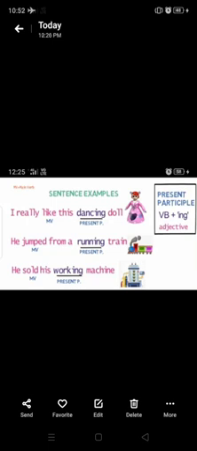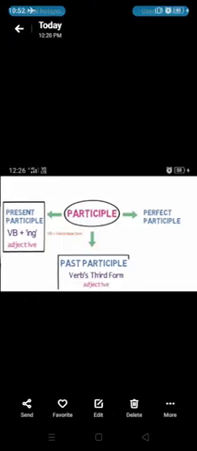Now let us see the second type of participle, that is the past participle. Now what is this past participle? How do we create this past participle? Now this past participle we create by using this verb third form.